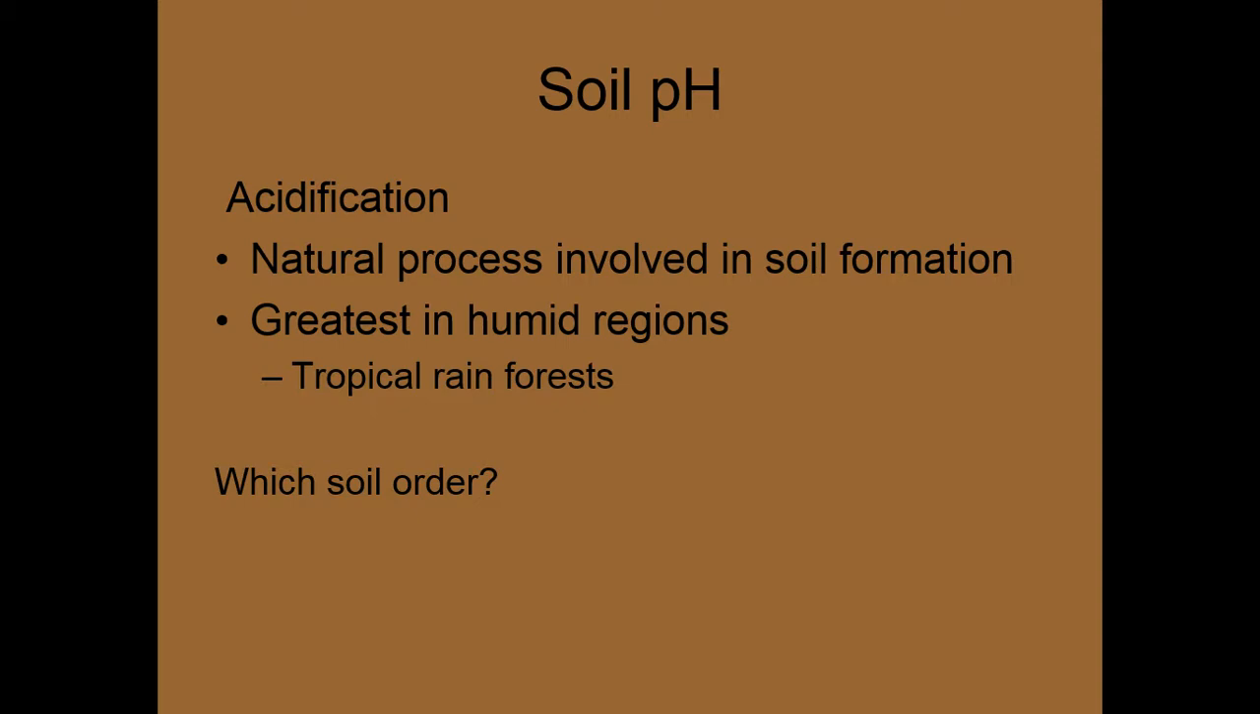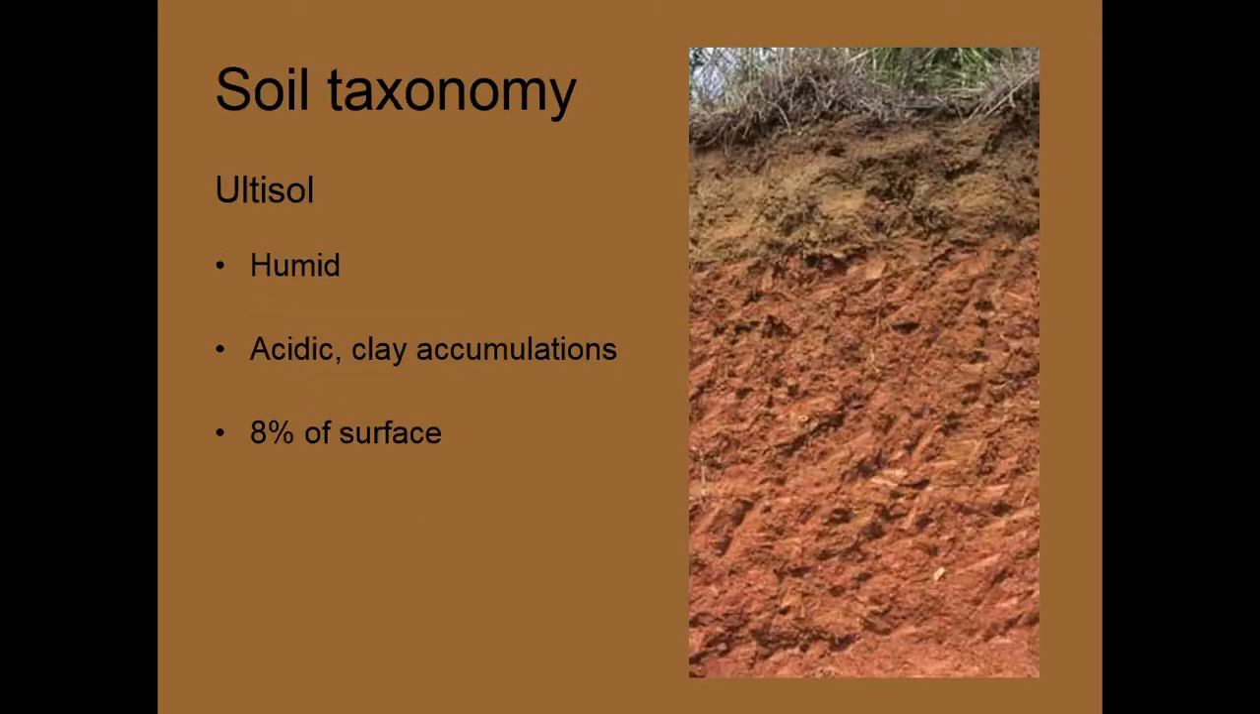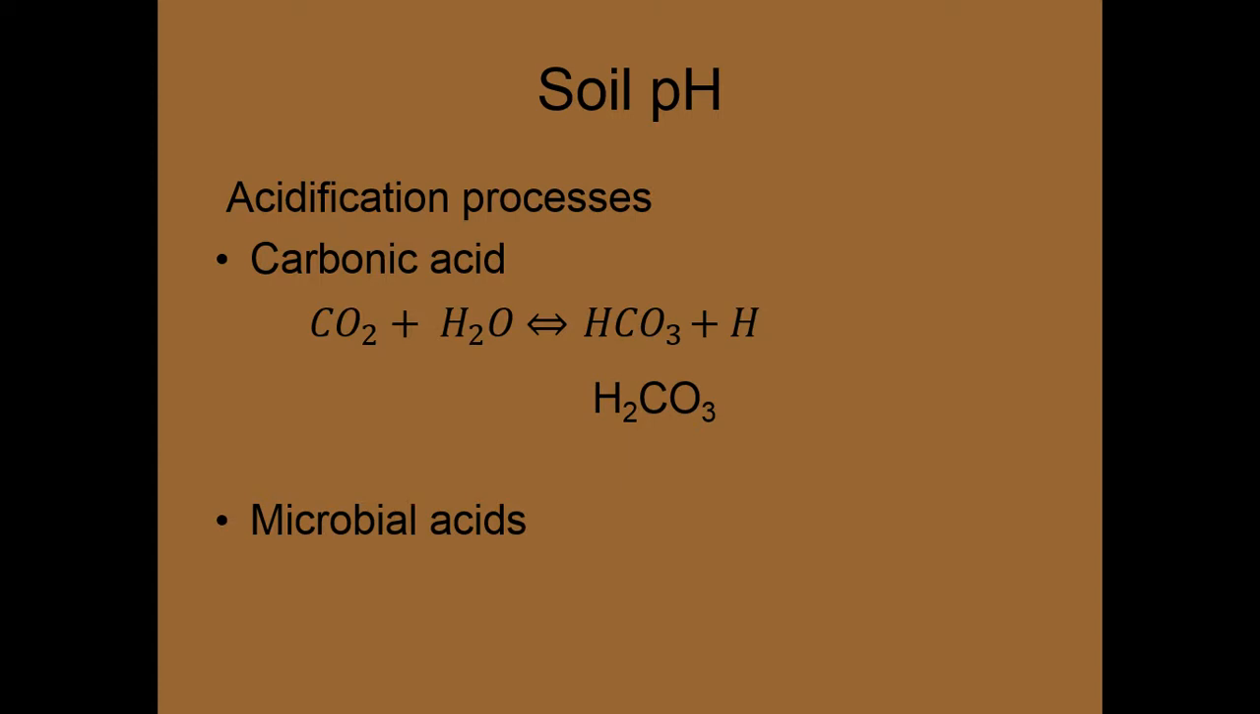Acidification is a natural process that's involved in soil formation and is greatest in humid regions such as tropical rainforests. If you watch the video on soil orders, you might be trying to think which soil order that is. Here we're talking about our Ultisols. These formed in humid areas, are acidic, often have clay accumulations, and are about 8% of the planet's surface.